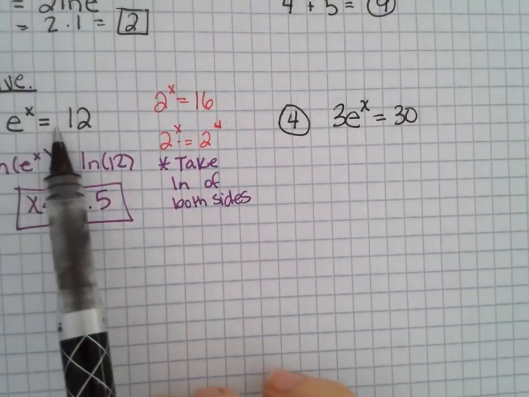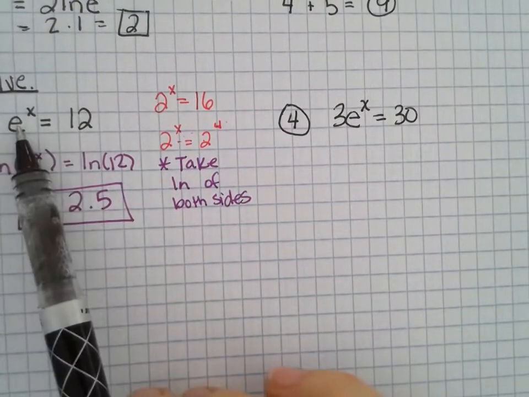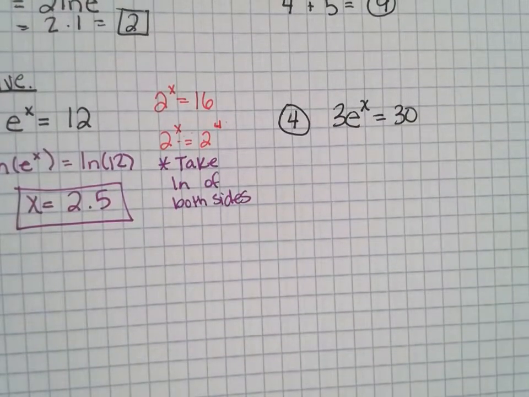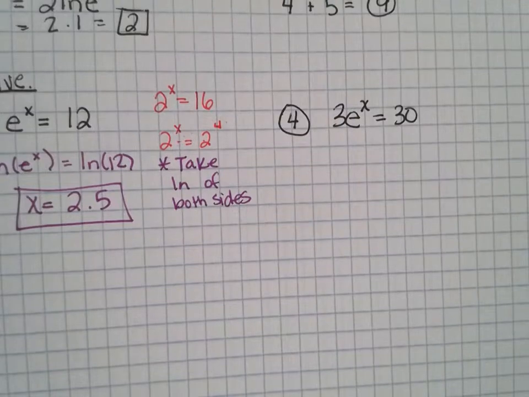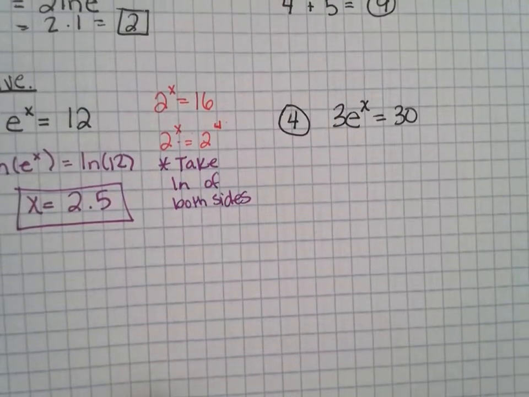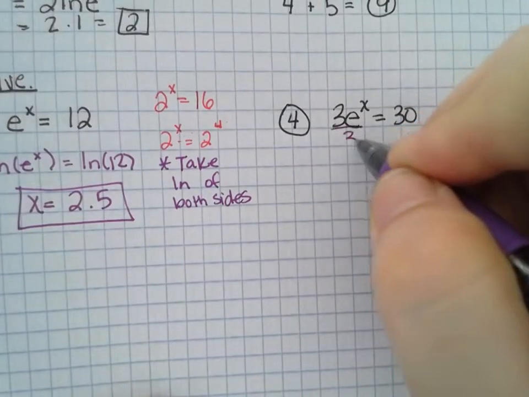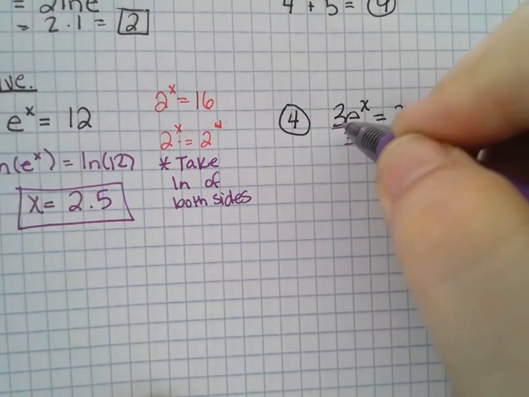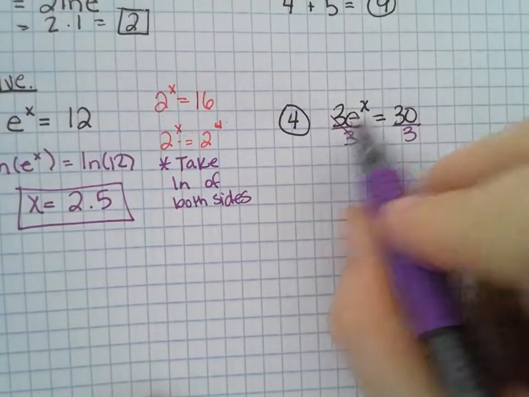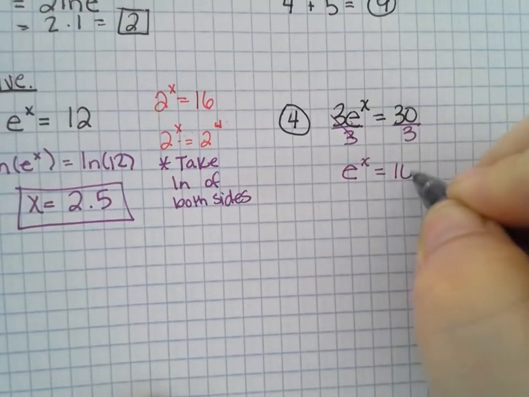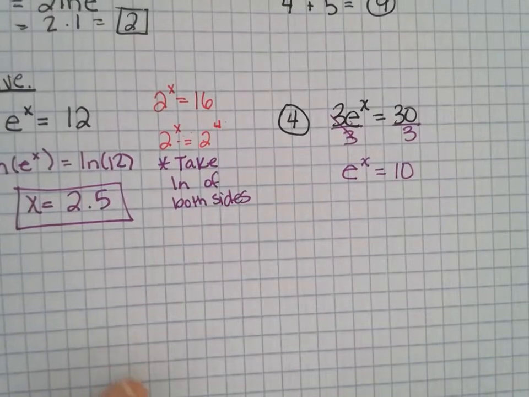over here we can apply a natural log because that base was isolated. Since this guy isn't isolated, we can't yet take the natural log. So what should we do first? Divide by 3. You always want to isolate your exponential base or your logarithm before you start applying any of the inverses. So e to the x equals 10.